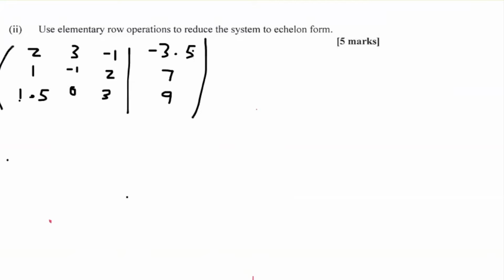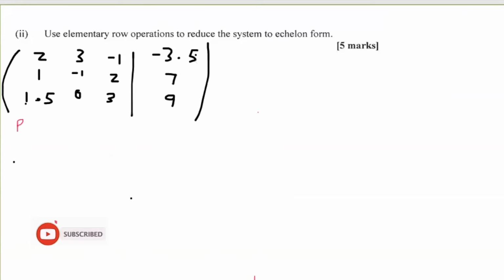So use elementary row operations to reduce the system to echelon form. So I need below my first leading value 2 to be 0. So the 1 and 1.5 need to be 0. So for row 2, I am going to multiply this 1 by 2. It will become the same as row 1's first entry, so I can subtract them to get 0. So my operation is row 2 minus row 1.